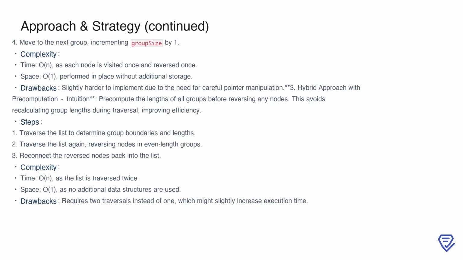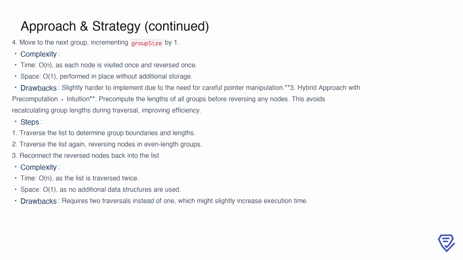The optimized in-place approach improves performance with a time complexity of O(n), as each node is visited and reversed only once, and it achieves a space complexity of O(1), since no additional storage is used. However, it can be slightly harder to implement correctly due to the intricacies of pointer manipulation.